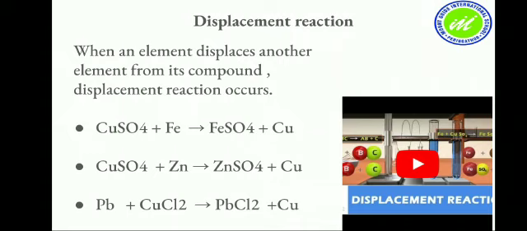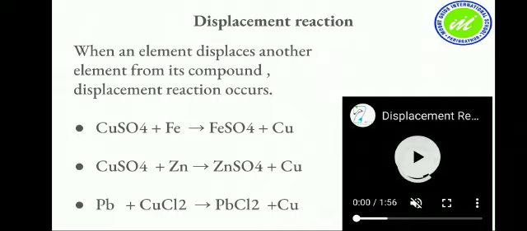Similarly, we have the second and third ones, similar types of reaction. Copper sulfate plus zinc gives zinc sulfate plus copper. Lead plus copper chloride gives lead chloride plus copper. So all these displacement reactions are easy to write. We only have to move a metal from one place to another place, and the other one goes out. So let us see the same thing with a video.